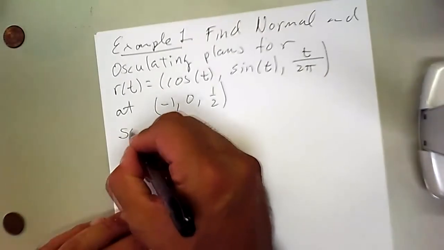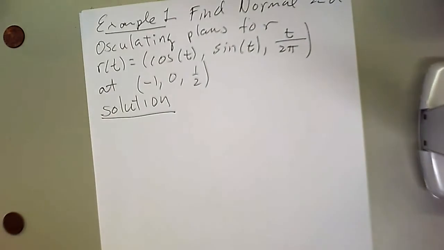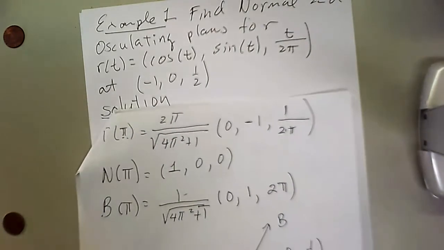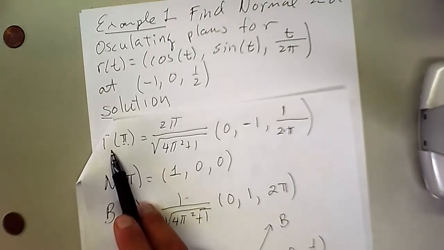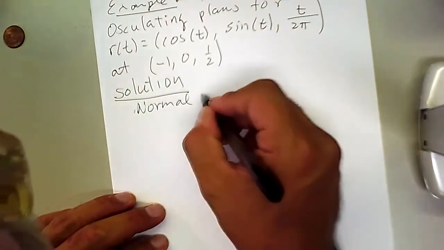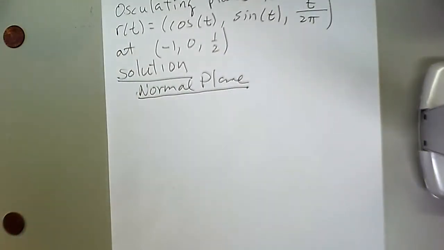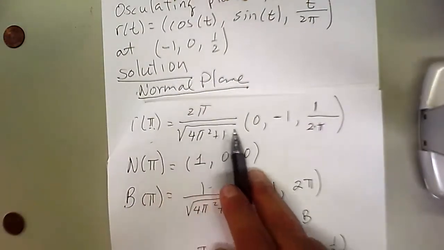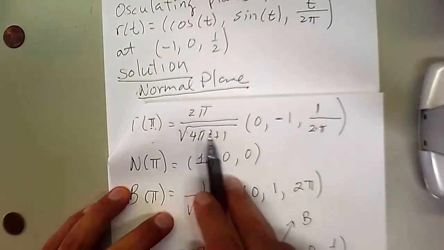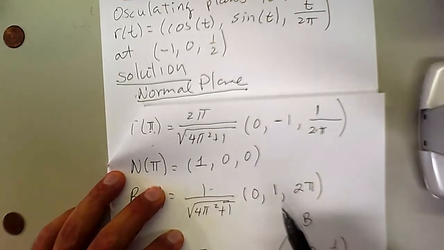Let's write the solution. I'm going to piggyback on the previous example. Here it is. First we want to find the normal plane. Finding the normal plane, you need a direction. What is the direction? The direction of the tangent vector. Now, the tangent vector is all of this. This is the unit tangent vector, but I don't need all of that because after all we need is a direction.